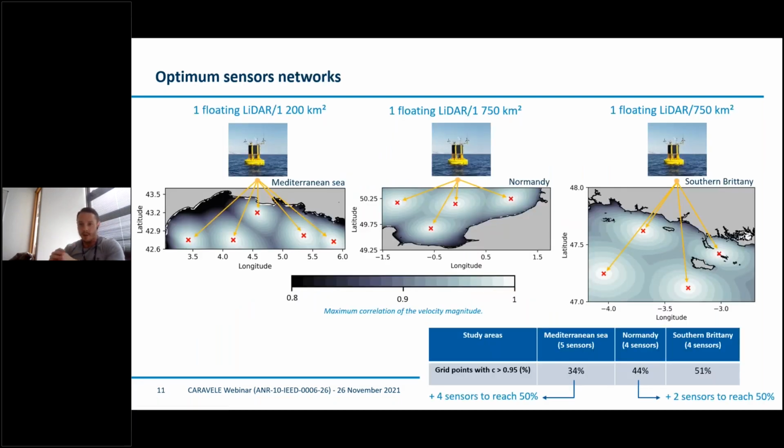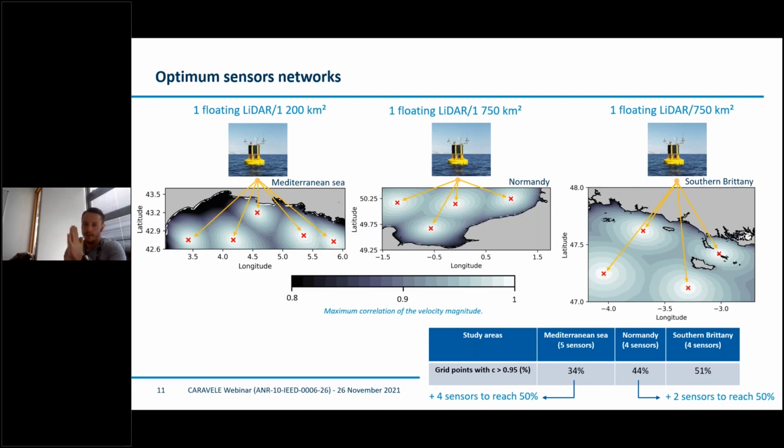So here are the optimal sensor networks for each region investigated. In the Mediterranean Sea region, the deployment of 4 sensors will allow us to cover on average 1,200 km² per sensor. In the Normandy region, we will need 4 sensors that will cover on average a surface of 1,750 km². And finally, in the Southern Brittany region, we will need 4 sensors. Each sensor will cover on average 750 km².